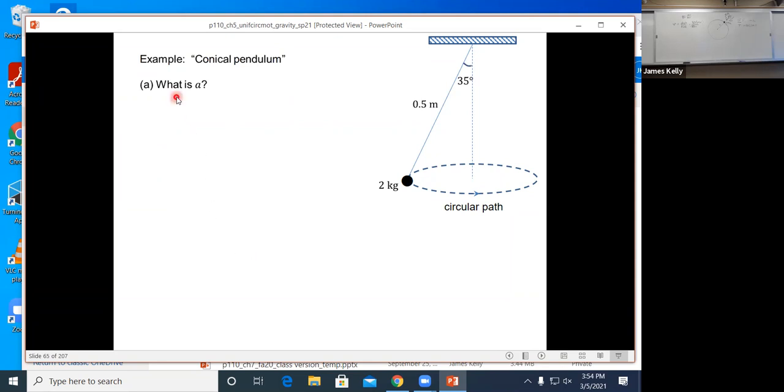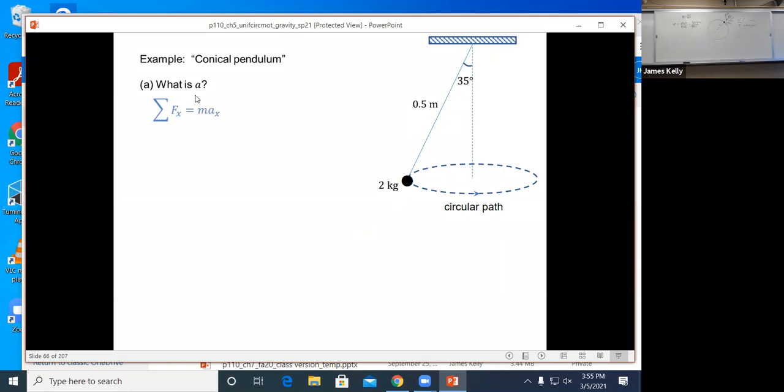And the first question I want to ask is, what is the acceleration? So I put some numbers in here. Suppose the angle of the string relative to the vertical is 35 degrees, the length of the string is 1/2 meter, and the mass is 2 kilograms. Wow, that's a hefty mass, but okay. Strong string.